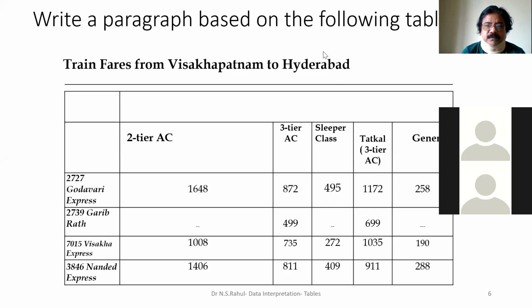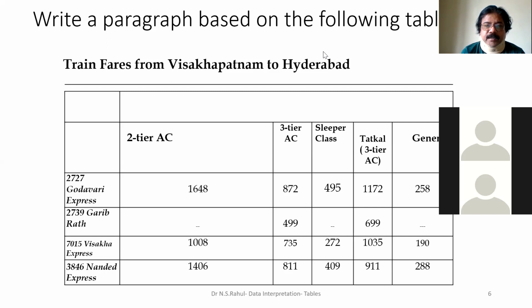What to compare more? Only Godavari Express has more compared to the Garib Rath, Vishaka and Nanded Expresses. The Godavari Express train number is 2727. Garib Rath Express train number is 2739. Vishaka Express 7015. Nanded Express 3846.